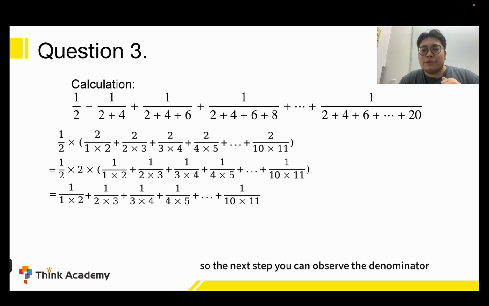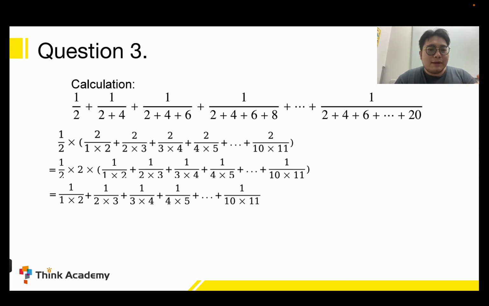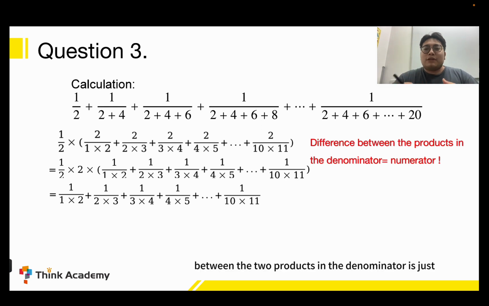So for the next step, you can observe the denominator. We have several products, right? So 1 times 2, 2 times 3. Maybe you find that the difference between these two numbers in the denominator is just the numerator. 2 minus 1 equals 1, 3 minus 2 equals 1. So we can find the difference between the two factors in each product in the denominator equals the numerator. Okay, so for this we can use the method of difference to separate this fraction.